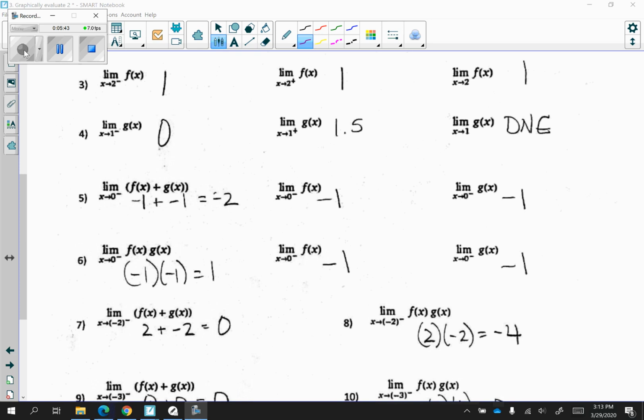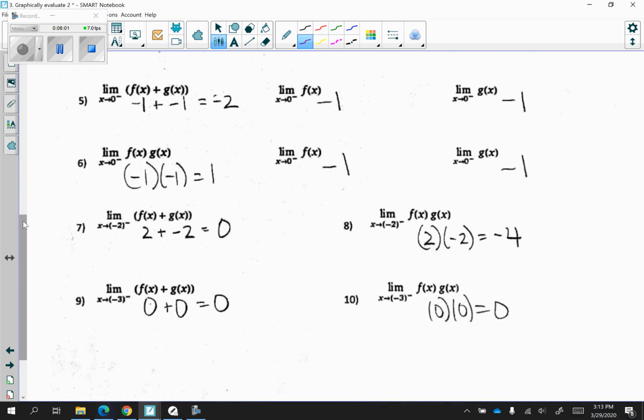Here are your answers to 3, 4, 5, 6, 7, and 8. Notice for number 7 and 8, they have you using an operation. Number 7 is addition, number 8 is multiplication. And 9 and 10 is the same idea.